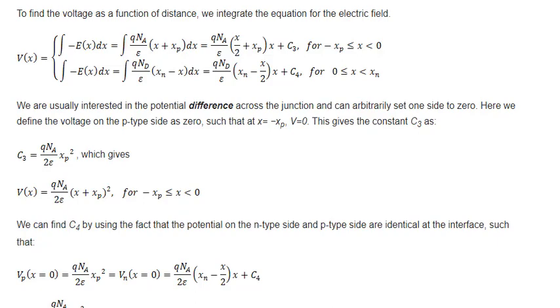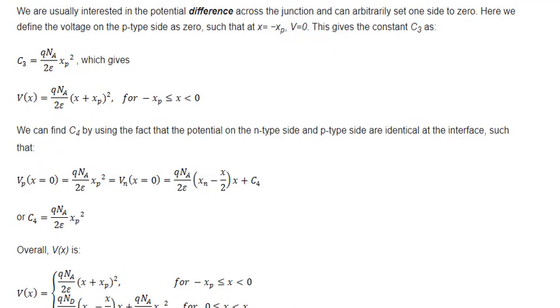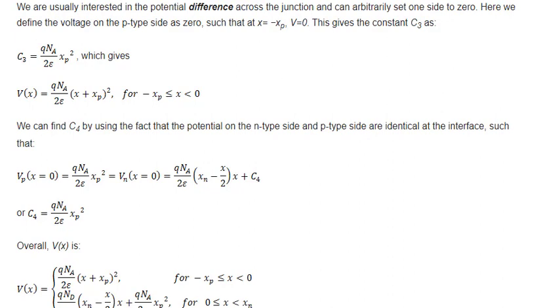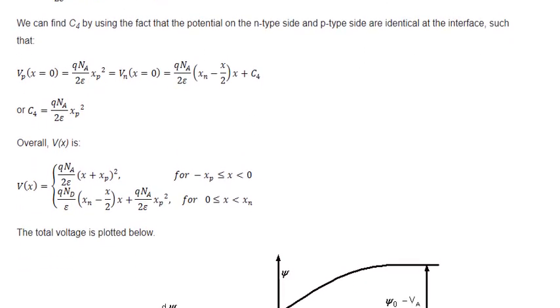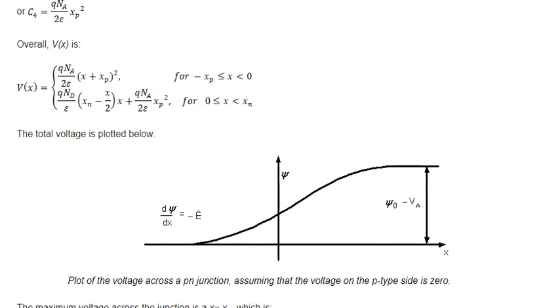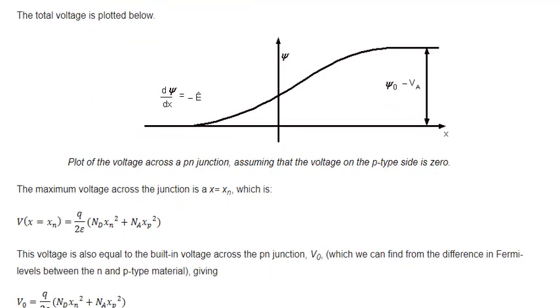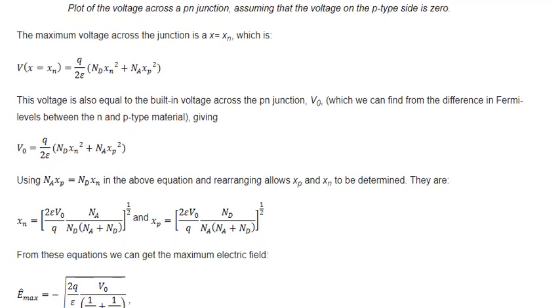We are usually interested in the potential difference across the junction and can arbitrarily set one side to 0. Here we define the voltage on the P-type side as 0, such that at x equals minus Xp, V equals 0. This gives the constant C3 as this. We can find C4 by using the fact that the potential on the N-type side and P-type side are identical at the interface. The total voltage is plotted below. Plot of the voltage across a PN junction, assuming that the voltage on the P-type side is 0. The maximum voltage across the junction is at x equals Xn.